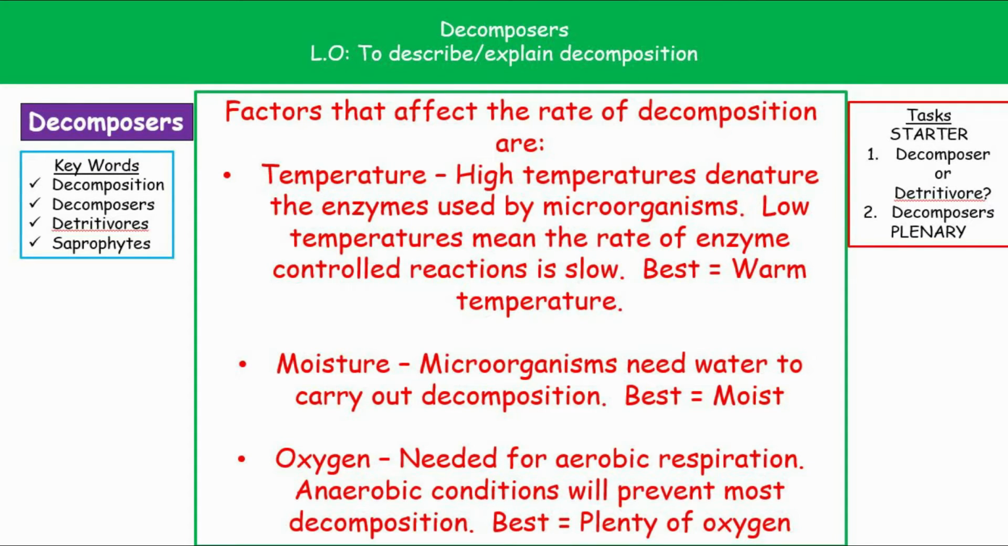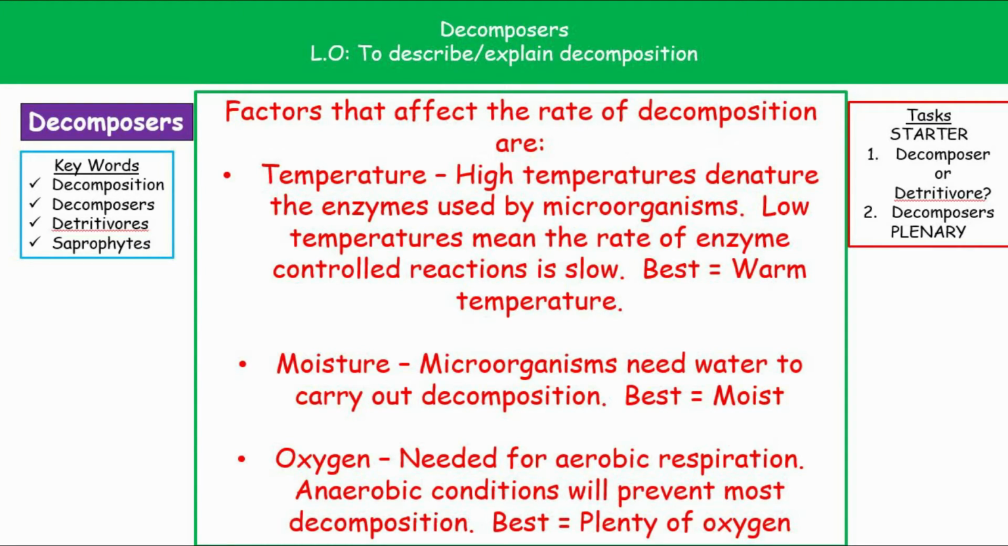Okay, let's check your answers then. Hopefully the factors that we've got that affect the rate of decomposition are temperature, the moisture content, and the amount of oxygen. Now, in terms of the explaining part, then what we need are warm temperatures first of all. That's the best, because if we actually have the temperature too high, then what we find is that the enzymes within our decomposers will become denatured.